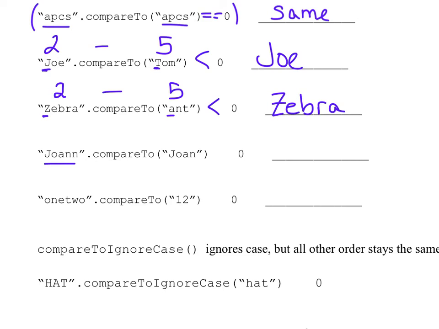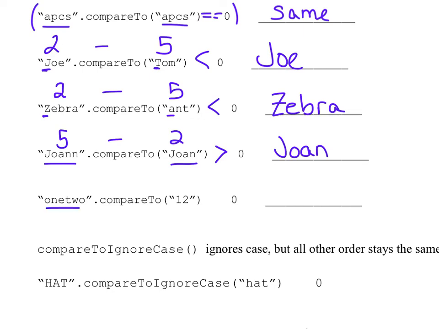Okay, this one, Joan, is the exact same except one extra letter compared to Joan here with one less N. So this one is bigger than this one. So I have to do it with numbers. Sorry. So that's going to be a positive number. And so that means if that's positive, the one that comes first is this one, the explicit parameter.